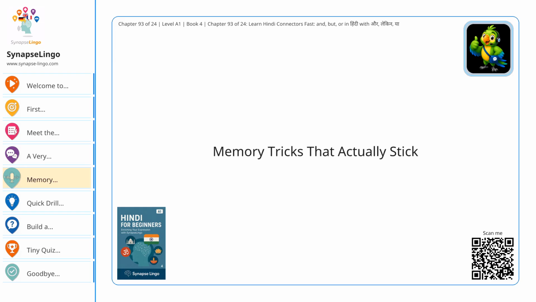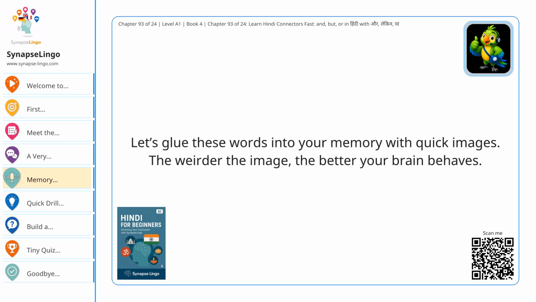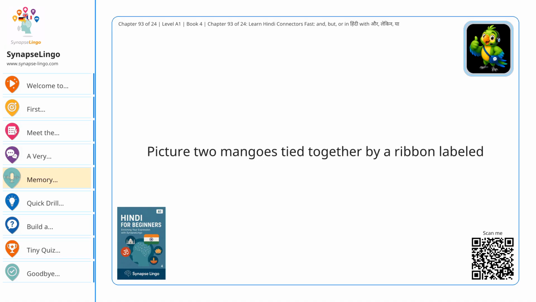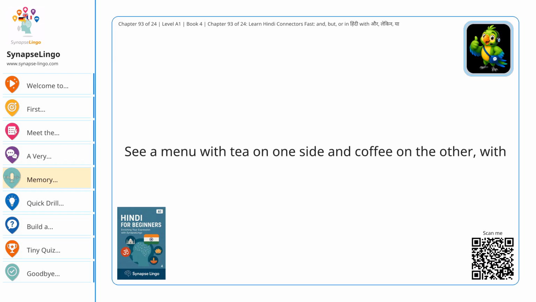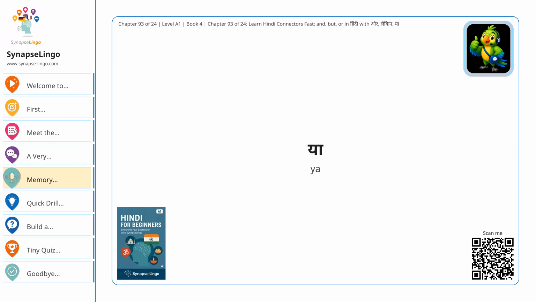Memory tricks that actually stick. Let's glue these words into your memory with quick images. The weirder the image, the better your brain behaves. Picture 2 mangoes tied together by a ribbon labeled और. That is and. Imagine sunshine, लेकिन, suddenly rain. That sharp turn is but. See a menu with tea on one side and coffee on the other, with या floating between them. That is or.